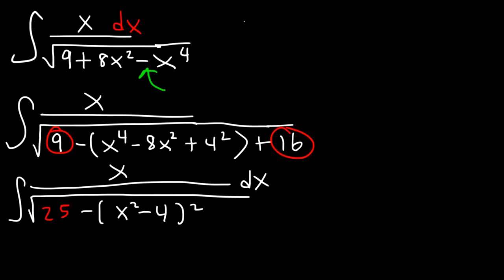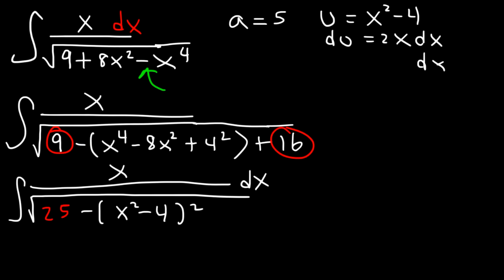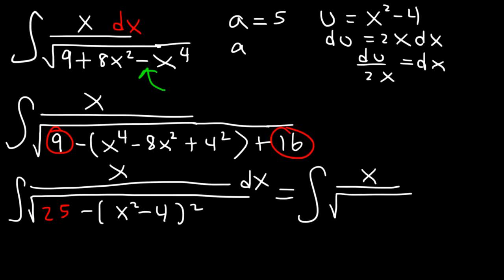So we can see that a squared is 25, which means a is 5. U is x squared minus 4. Du is 2x dx. So dx is du over 2x. So now let's substitute. Let's replace 25 with a squared. And since u is x squared minus 4, x squared minus 4 squared is u squared. And dx, let's replace that with du divided by 2x.